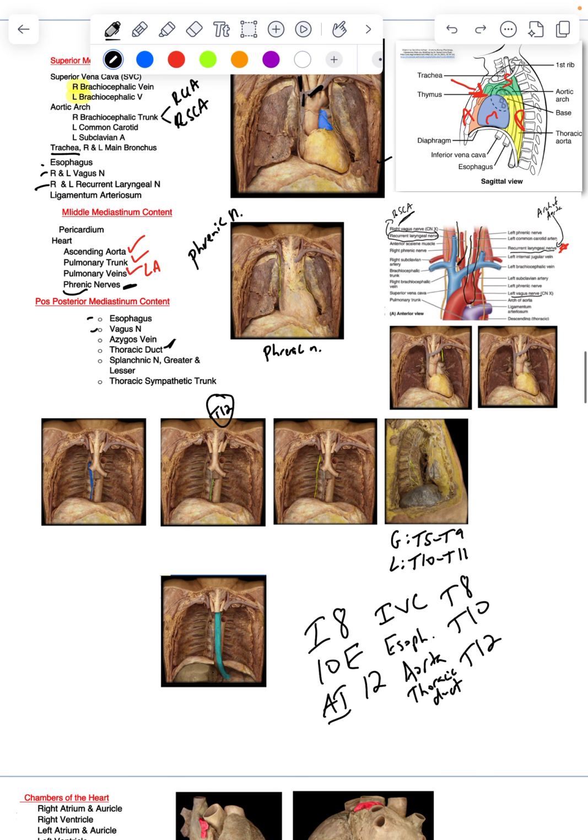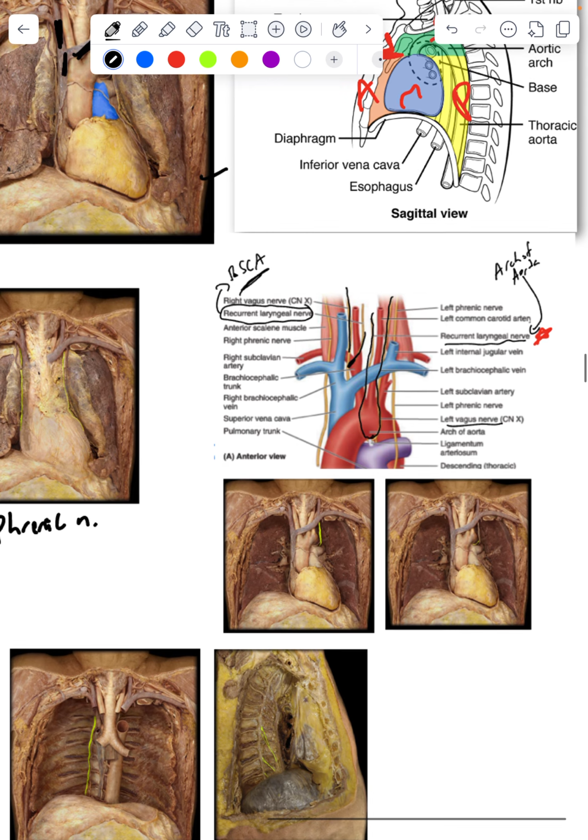And then we have a vagus nerve and a recurrent laryngeal nerve. So the vagus gives off the recurrent laryngeal. The right and left ones are different though. So you have a right vagus nerve right here. Okay, so this is your right vagus nerve right here. It goes all the way down, and then it gives off this recurrent laryngeal nerve.